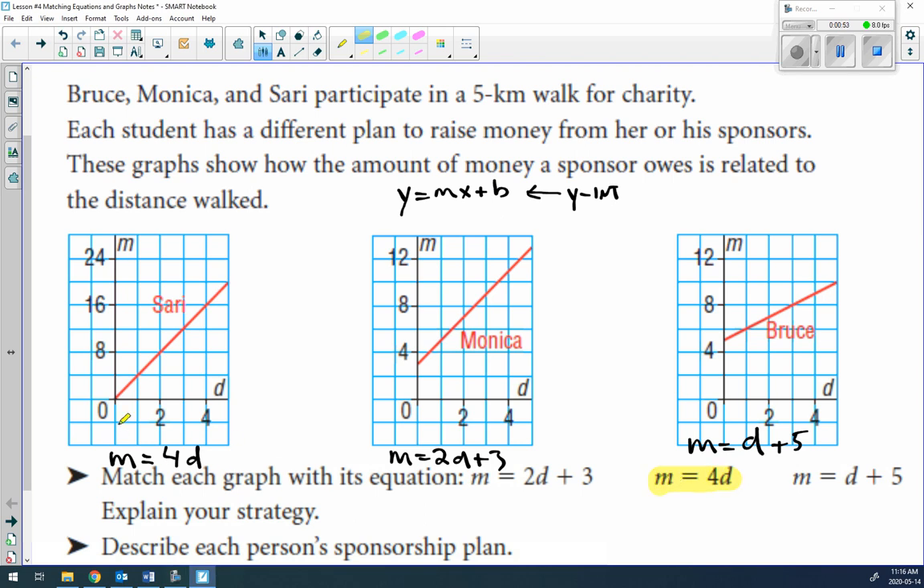But let's double check. If the distance is 0, 4 times 0 is 0. That works. If the distance is 2, 4 times 2 is 8. That works for that one. If the distance is 4, 4 times 4 is 16. It works for that one. So that one's pretty easy for Sari.